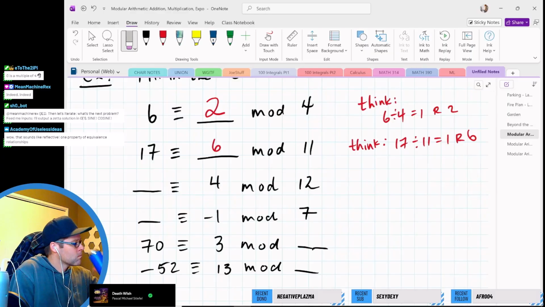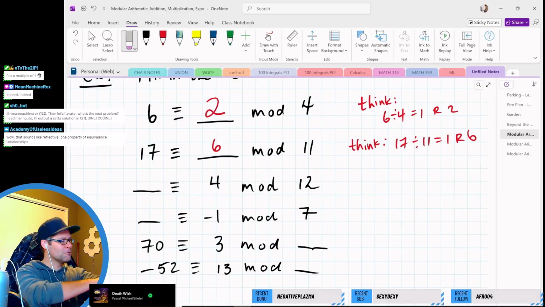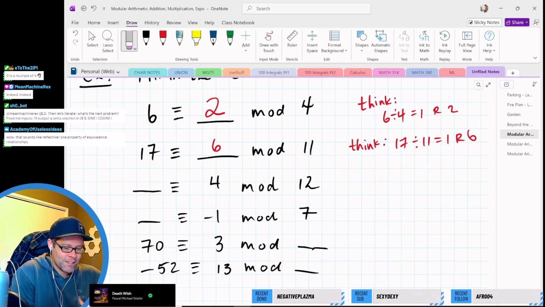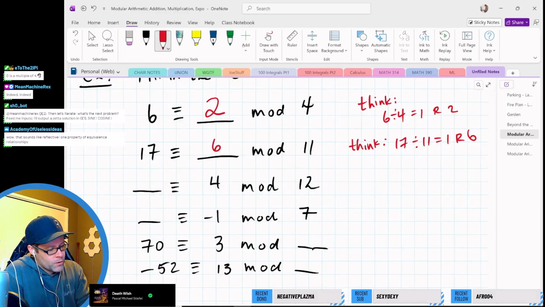Oh wow, Slim, you're stealing my thunder. But yeah, that is the reflexive property of an equivalence relation, which we will talk about a little bit later. So yeah, of course, we could put 4 here.